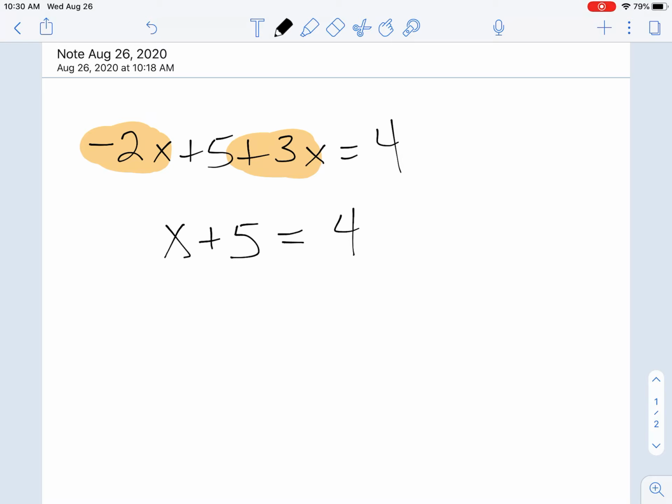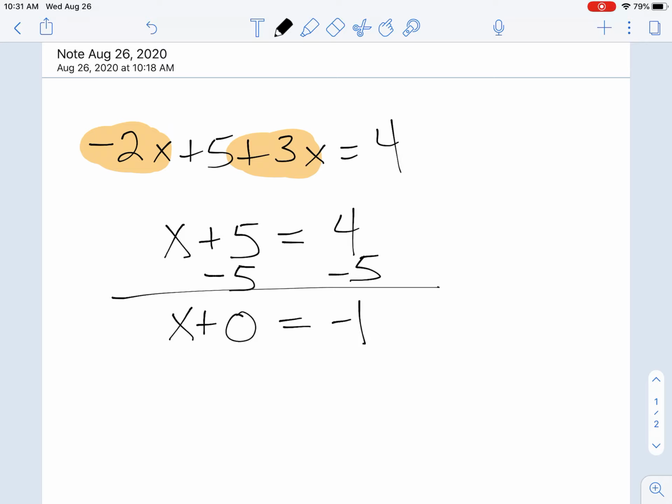Now we need to isolate the x and get the x by itself by moving the 5 to the other side. But in order to move the 5 to the other side, you have to do the opposite of adding the 5. So what we're going to do is subtract the 5. Now remember, whatever you do to one side, you have to do to the other. And when you subtract, you can only subtract and add from like terms. So this plus 5 minus 5 will add up to 0. So we have x plus 0 equals -1. 4 minus 5 is -1. And x plus 0 is just x.